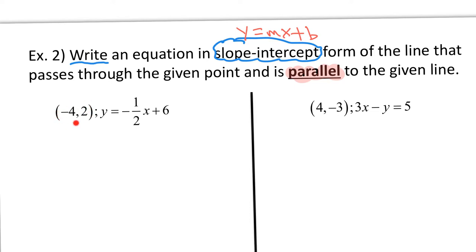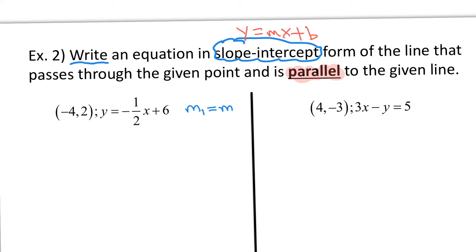The point that is given to us is -4, 2. The line that is given to us is y equals negative 1/2 x plus 6. This one here is already given, so that's not my answer. I'm looking for a second equation, a second line, that is parallel to this one. So what do we know about parallel lines? We know that parallel lines have the same slope.